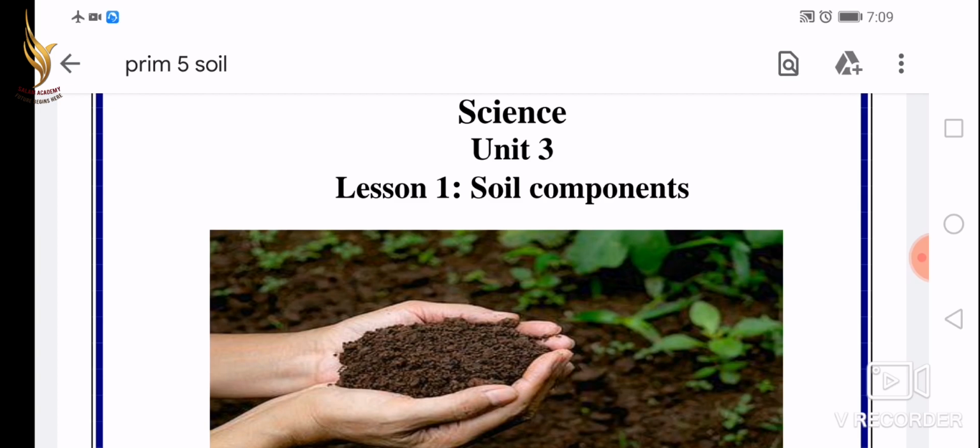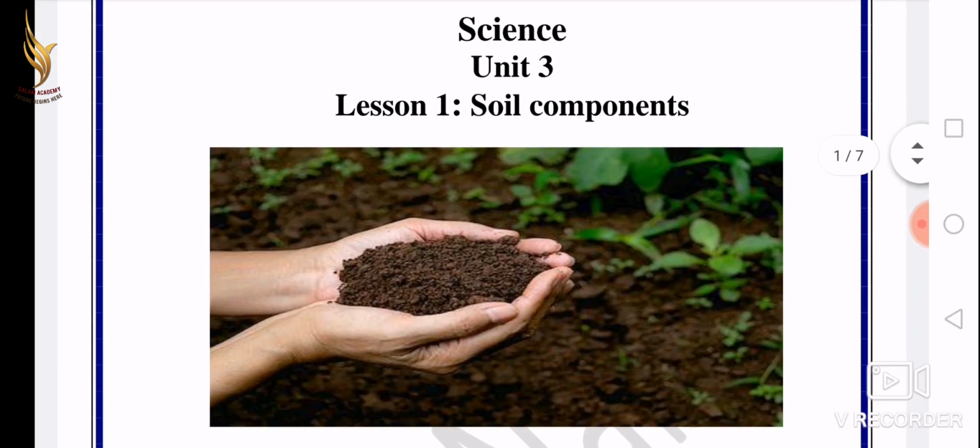Where do the plants or trees grow? Yeah, excellent, in the ground. This ground is called soil. Look carefully at this picture. Okay, this is called soil.